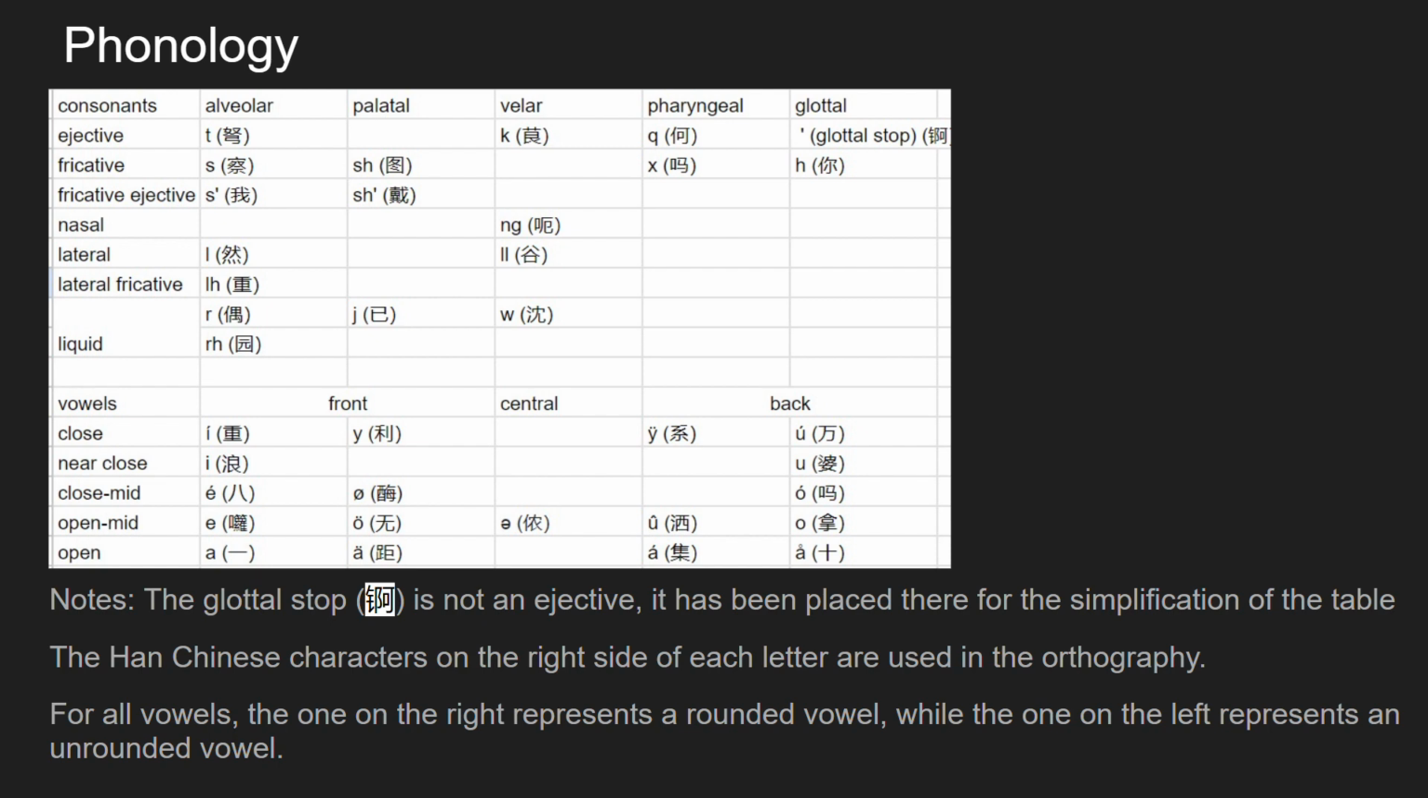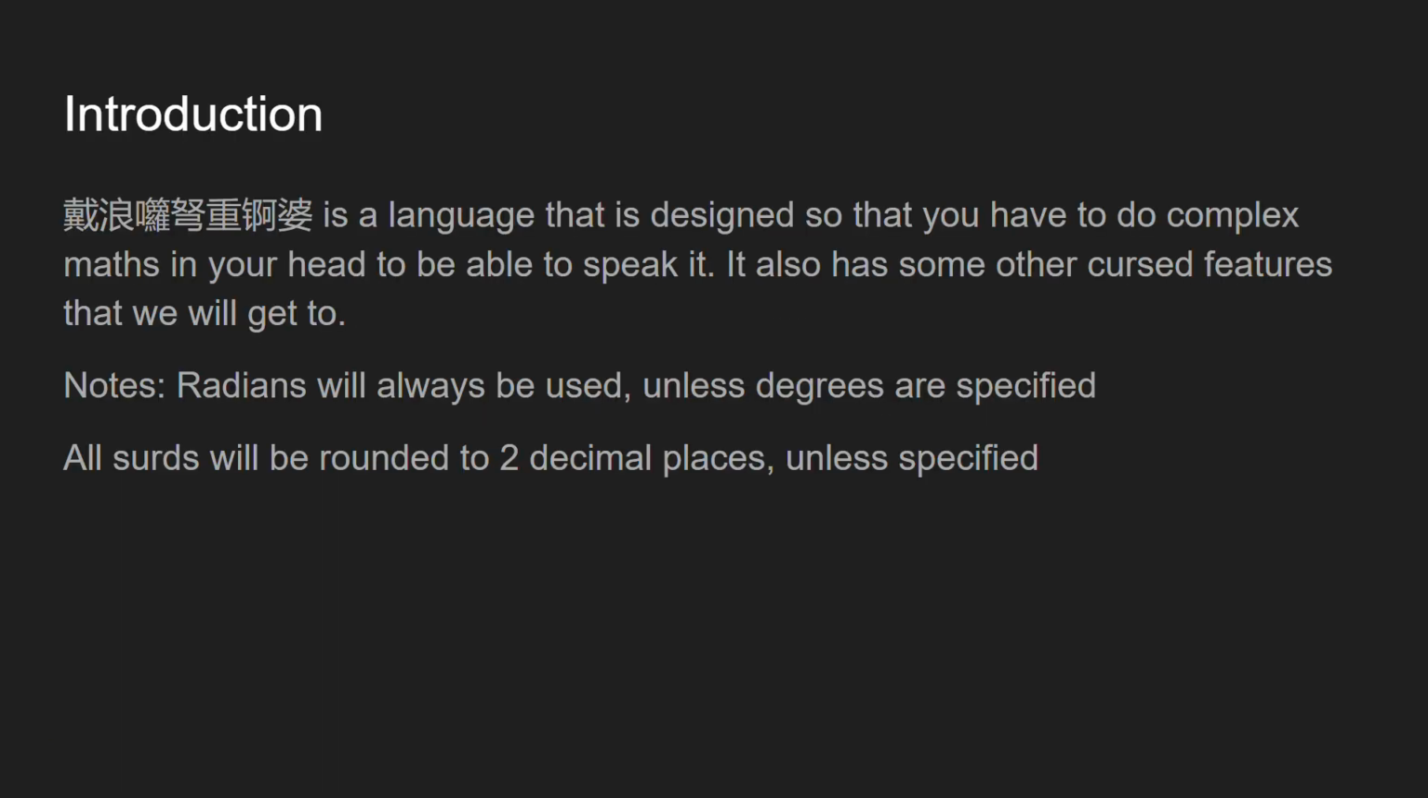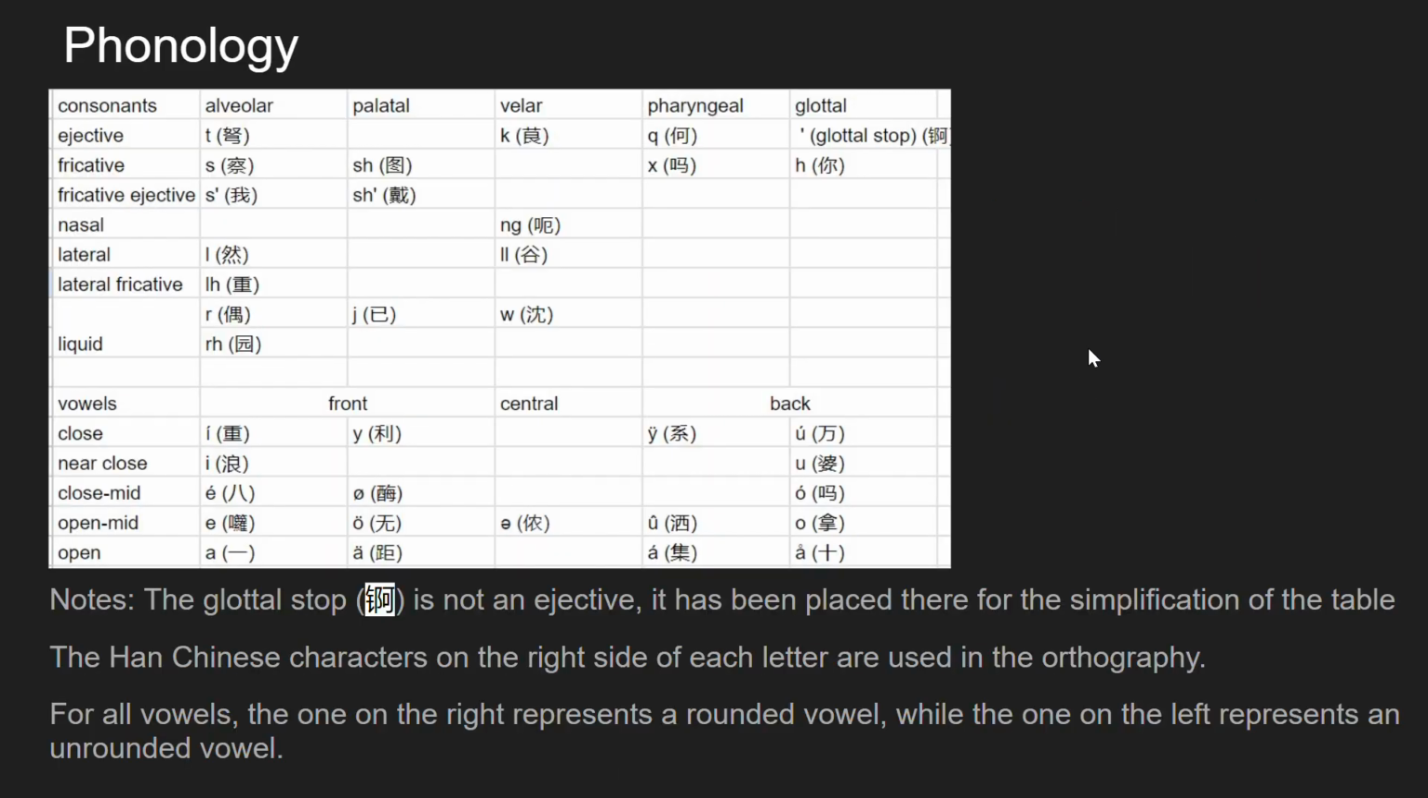As you could already notice from here, this is the name of the language written in the Han Chinese orthography. And for all vowels, the right one represents rounded, the left represents unrounded, just like in the IPA chart. Also, just note the glottal stop isn't an adjective. I just put it there for the simplification of the chart. There's been a lot of simplifications solely for the chart, so that I didn't have to make it a billion rows long.